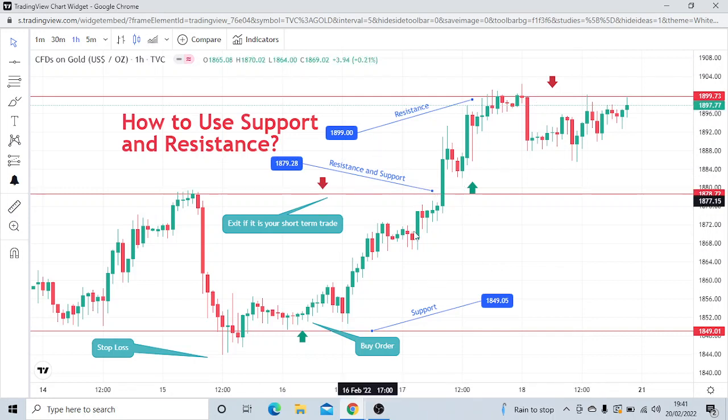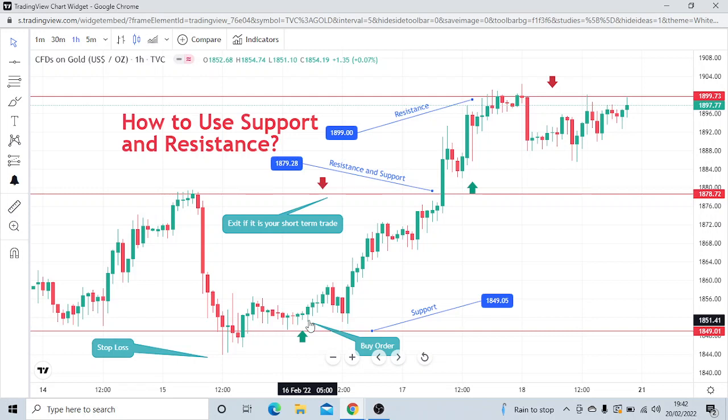This chart you are currently seeing is a 1 hour gold futures chart, and based on this chart I'm trying to explain about the support level and resistance level. Support level means the area where it gets support, and it does not go below that support level. Sometimes we can find some fake breakout, but the market recovers very soon and moves in the right direction.